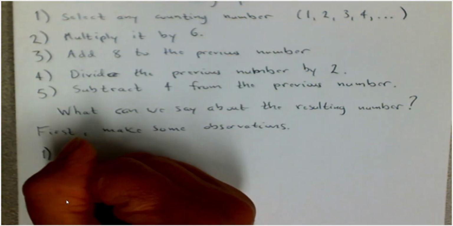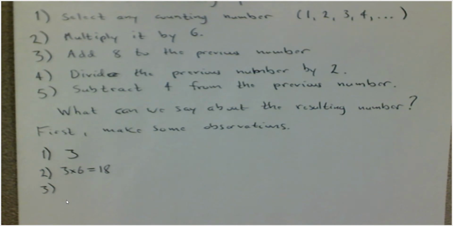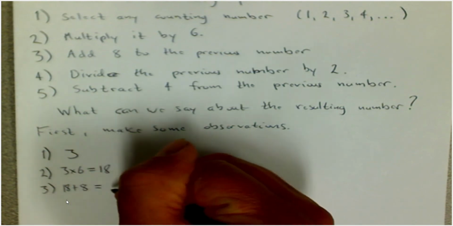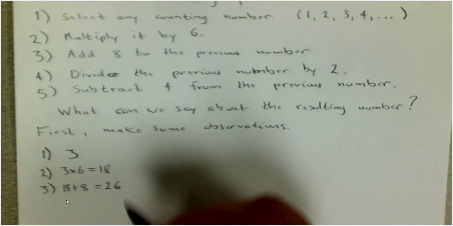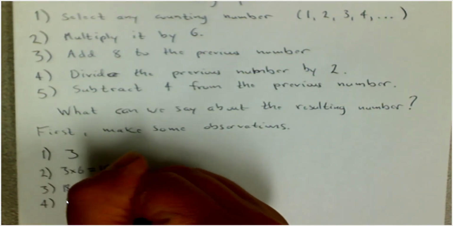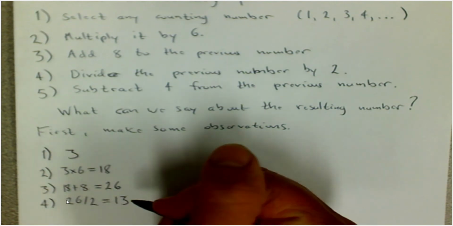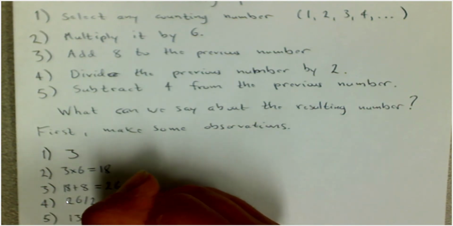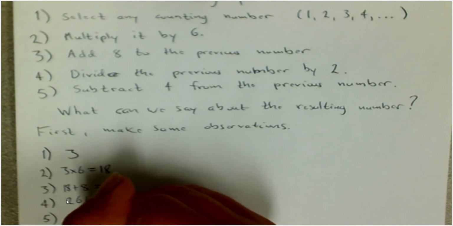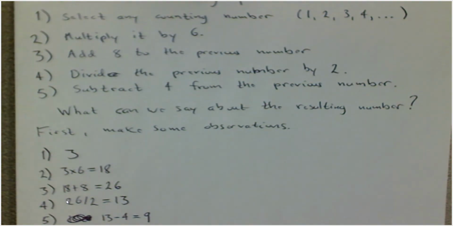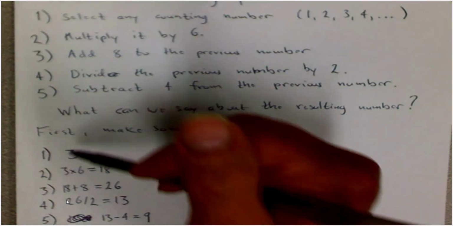And then step 3, you add 8 to the previous number. 18 plus 8 is equal to 26, I think. And then step 4, I divide the previous number by 2. 26 over 2 is 13. And then step 5, I get 13 minus 4, and that is equal to 9. So what can I say? It looks like maybe that's 3 times the preceding number.